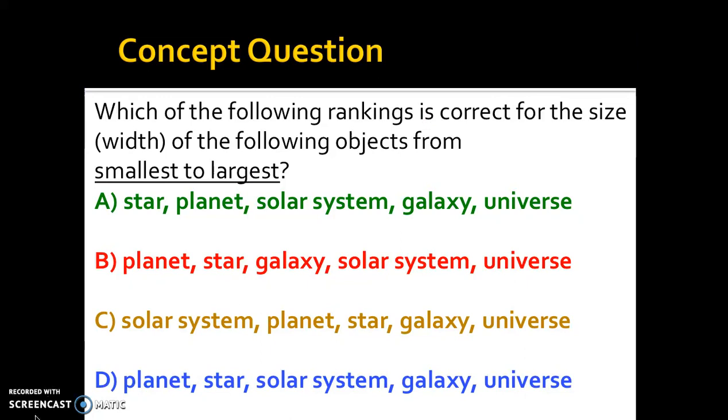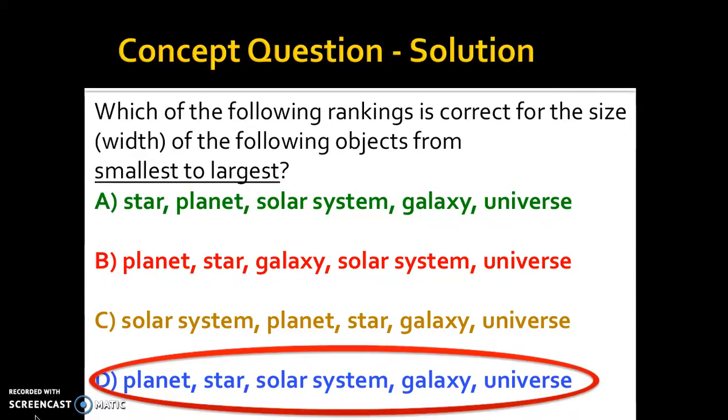So let's start off with a concept question. Which of the following rankings is correct for the size or width of the following objects from smallest to largest? Take a moment to think about this and then go to the next slide. Now you probably answered D, with the planet being smallest all the way to the largest being the universe. You also could have answered A. If you remember back to our previous studies, there are some stars that can get as small as planets. Remember those brown dwarf stars? They were the size of Jupiter, or even a white dwarf star, which is all the way down to the size of the Earth. So the solution could also be answer A, if you really think back to all the different types of stars that we've talked about.